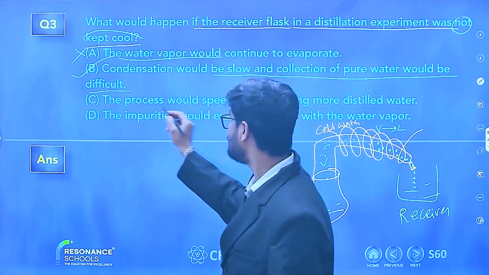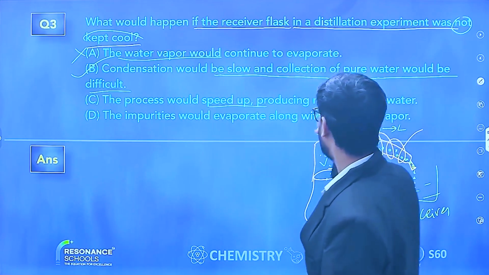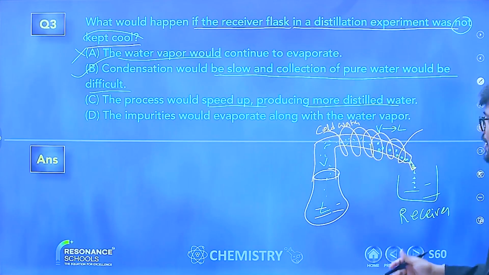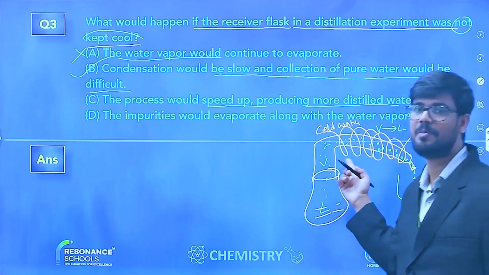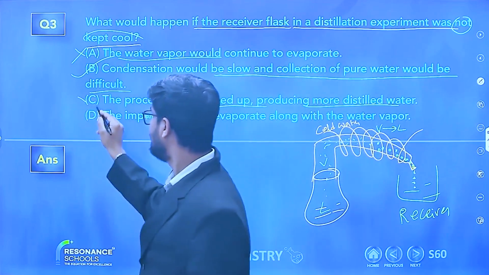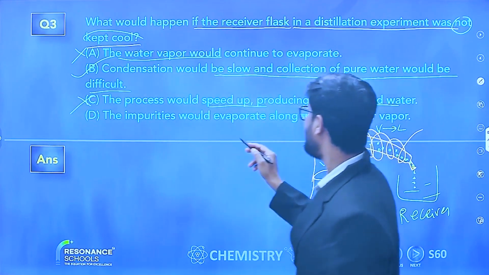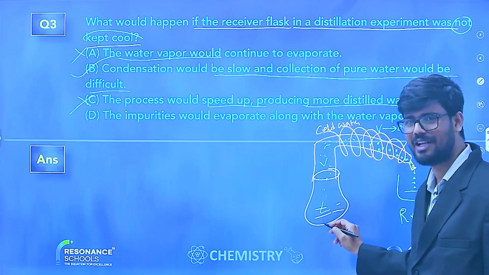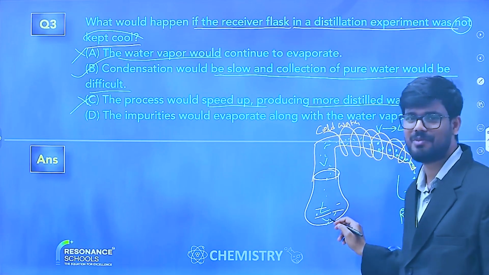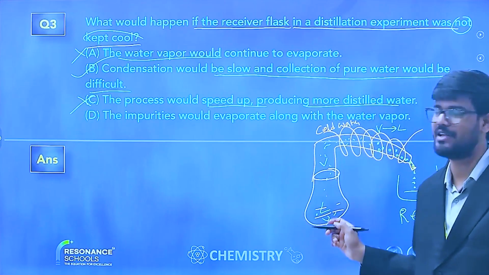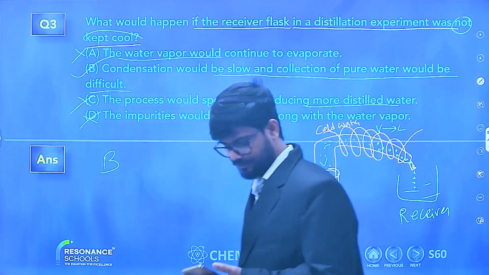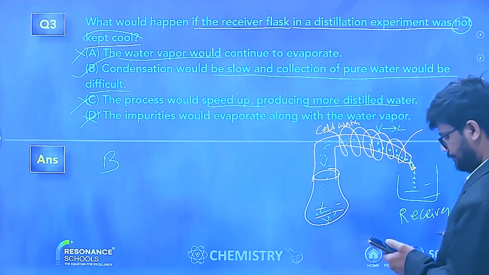See, the process would speed up, producing more distilled water. Totally wrong. The process will become slow, right? Because we are not converting vapor into liquid. Next, the impurities would evaporate along with the water vapor. Impurities will be here only, right? Impurities cannot evaporate. Only water will be evaporated. Okay? So the answer should be B. Clear?